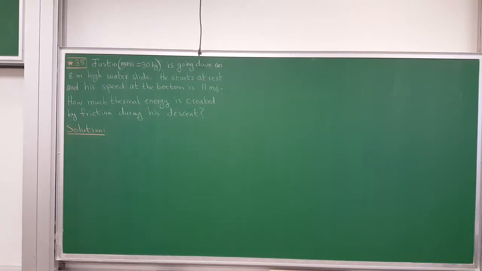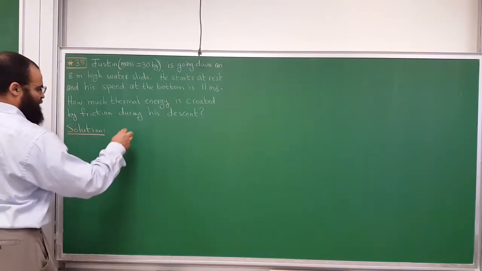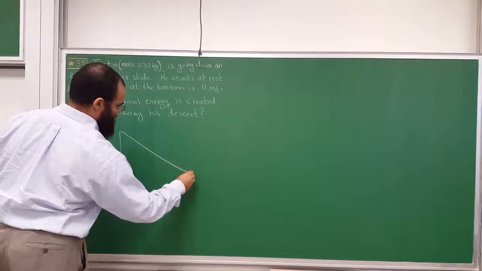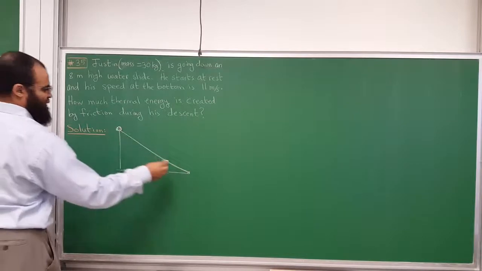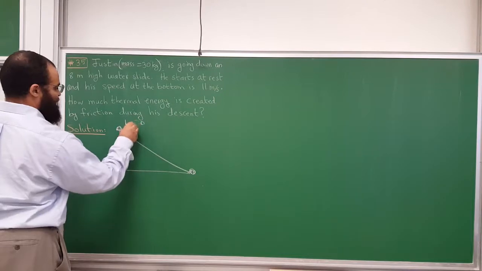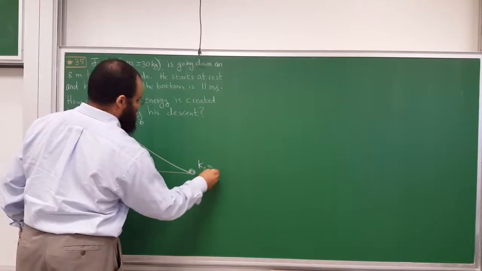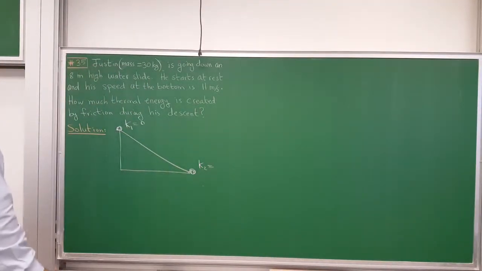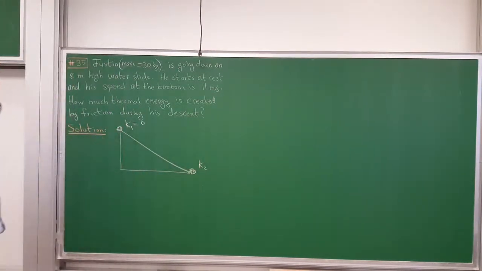Okay, so let's draw something that resembles a slide. The slide looks maybe something like that. Justin is here, and then he's here. The kinetic energy here is equal to 0. Let's call it K1. The kinetic energy here is 1/2 mv2 squared. We will calculate it, but I know that here it's 0 because he's at rest.